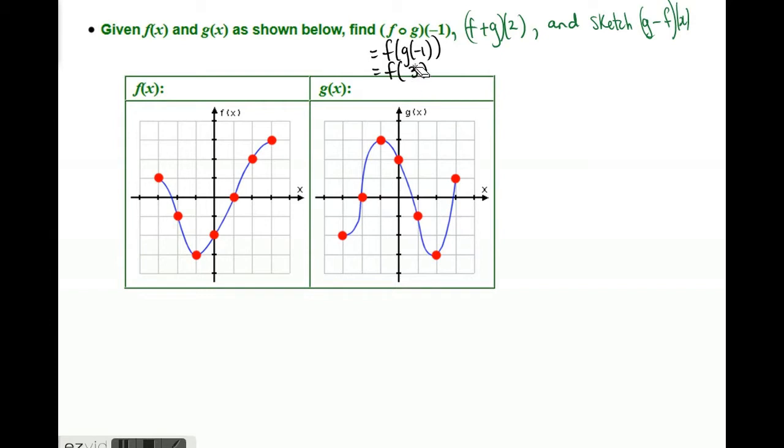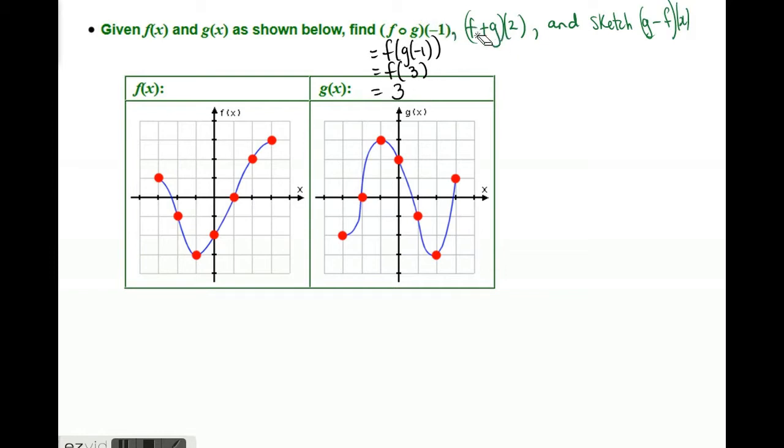Now we want to find the final output if the input is 3 inside of function f. So here's function f. Locate x is 3 over here, go up to the graph, and the final output is again a 3. So that's an example of composition at a particular point.